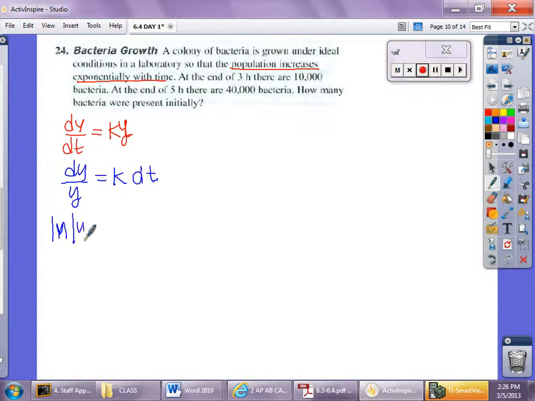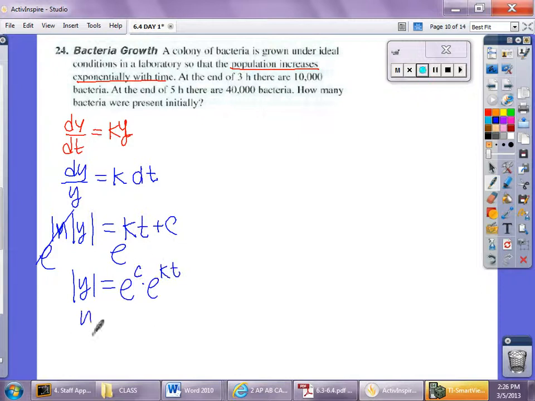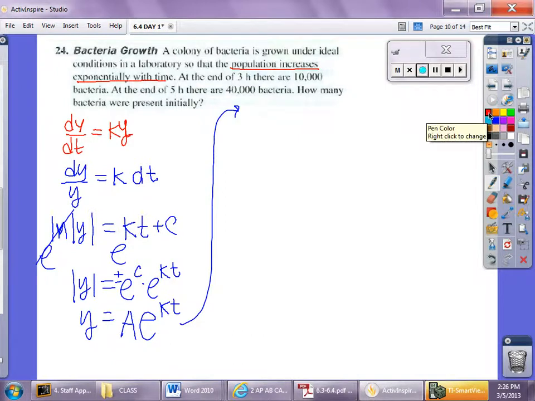ln of absolute value of y is equal to kt plus c. Absolute value of y is equal to e to the c times e to the kt, plus or minus. I'm going to put that there and turn that into a e to the kt. Then I'm going to use the 2 points to show you how to find the equation given 2 unknowns but 2 points.